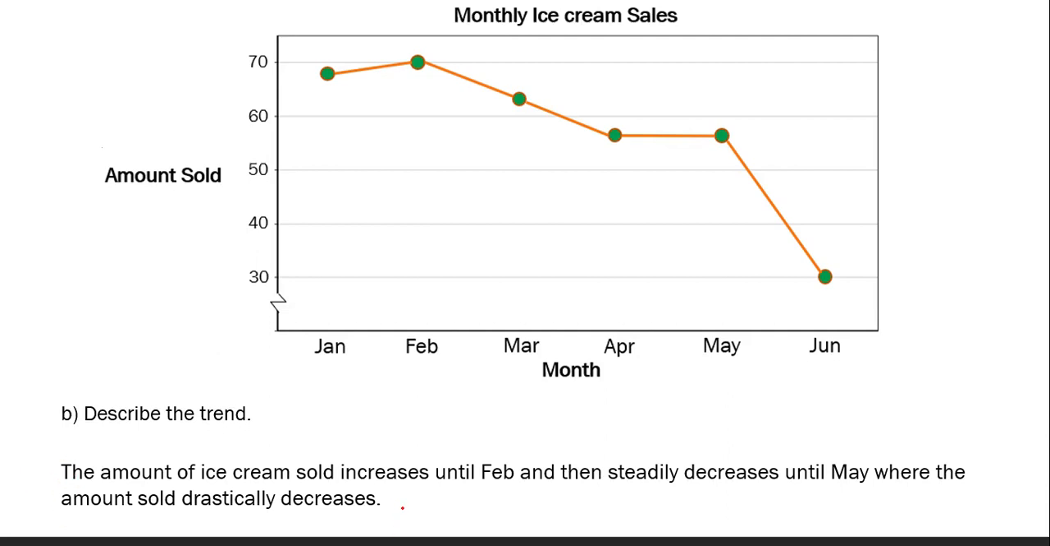So include a very brief description of what's happening. Again, you don't have to talk about a lot of things. It doesn't have to be an essay, but talk about the general trend of what's happening with the data.